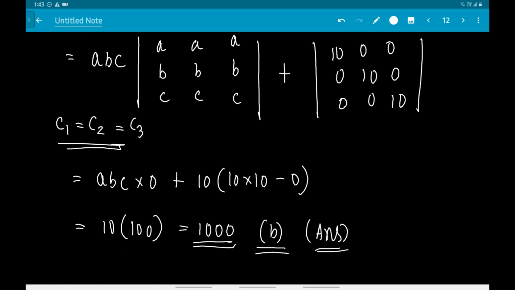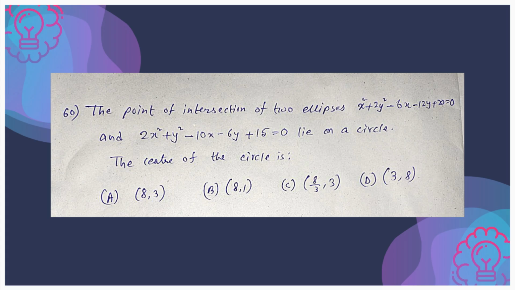Okay, now we come to the next question, that is the 8th question. So it is given the point of intersection of two ellipses x square plus 2y square minus 6x minus 12y plus 20 equal to 0, and 2x square plus y square minus 10x minus 6y plus 15 lie on a circle. The center of the circle is, okay, then we have four options. So here we will apply the family of conics, that's the concept.